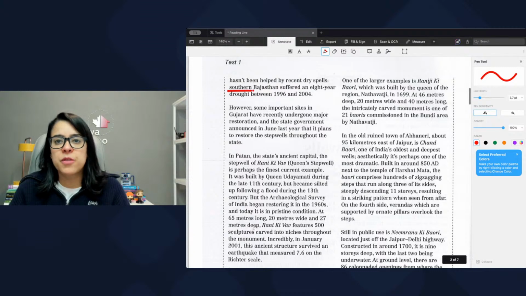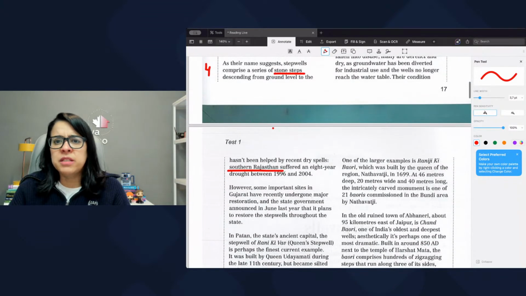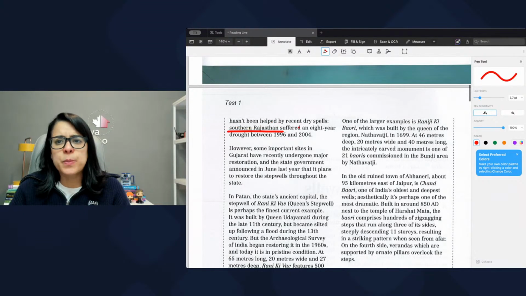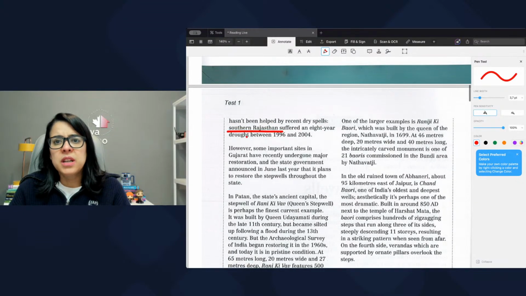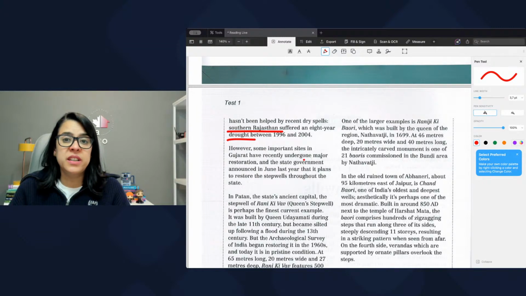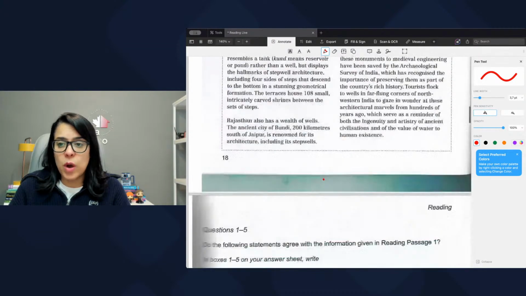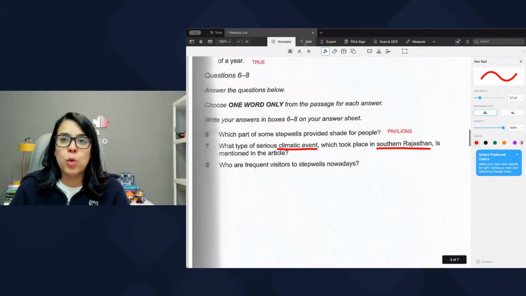Aha, I found southern Rajasthan here. So let's see. Their condition hasn't been helped by recent dry spells. Southern Rajasthan suffered an 8-year drought before 1996 and 2004. So I found the climatic event here, which is the drought. So I'm gonna write drought.